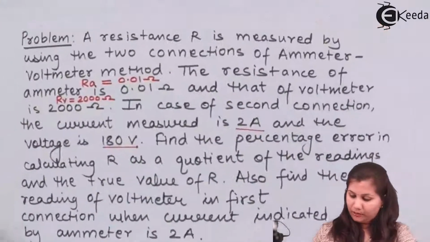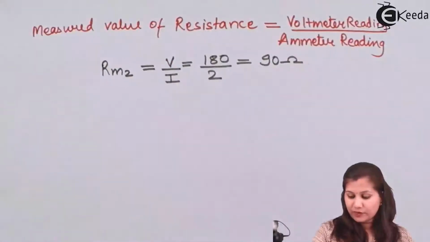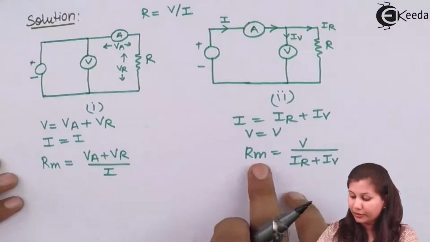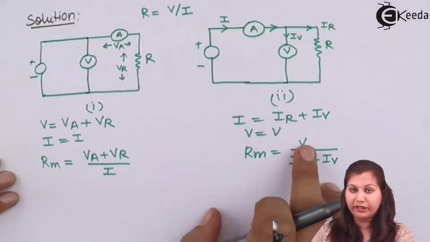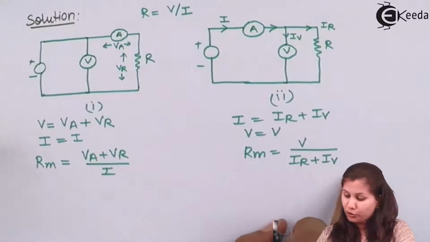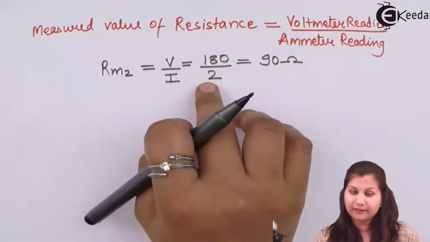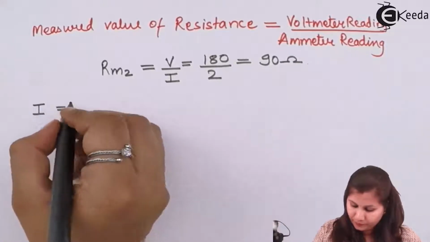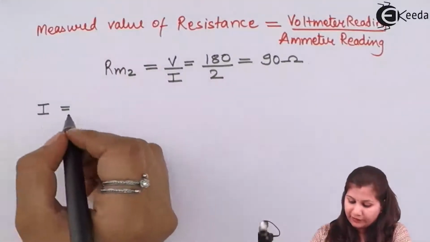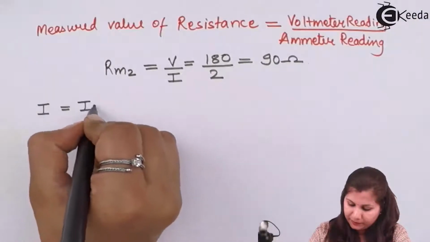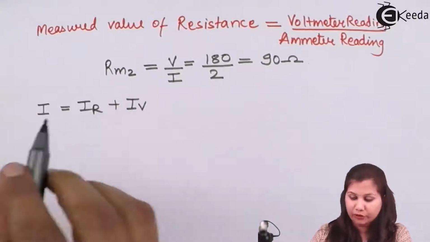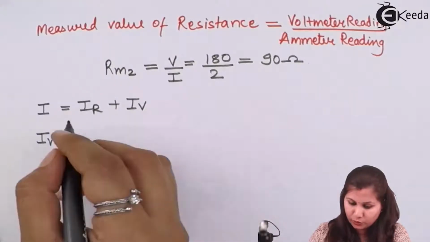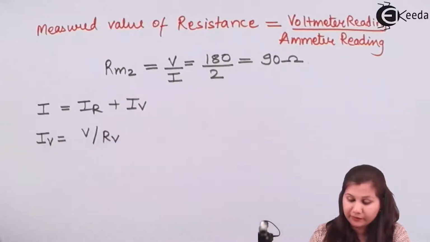Now, as I have said, in the case of the second connection and the first connection, we are not measuring the true value. Here the measured value will be V divided by IR plus IV. So here we are getting the ammeter reading as 2, so I will be equal to IR plus IV. So we are going to measure the voltmeter current. So IV will be equal to V divided by RV.